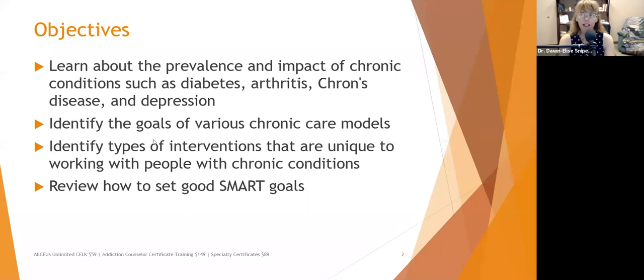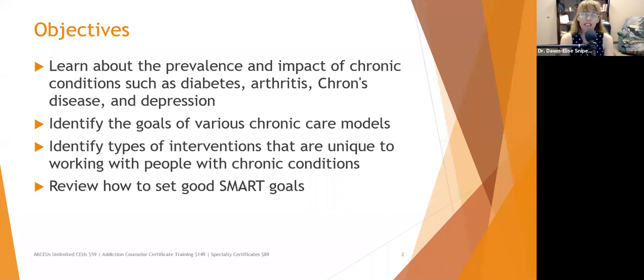We're going to learn about the prevalence and impact of chronic conditions such as diabetes, arthritis, Crohn's disease, and depression as we talk through this presentation today. We'll identify the goals of various chronic care models, identify types of interventions that are unique to working with people with chronic conditions, and review how to set good, SMART goals.